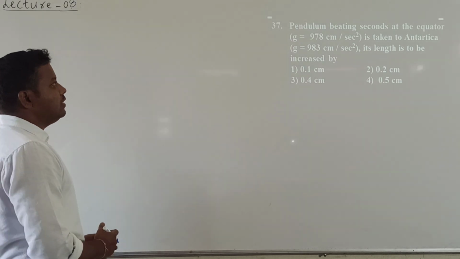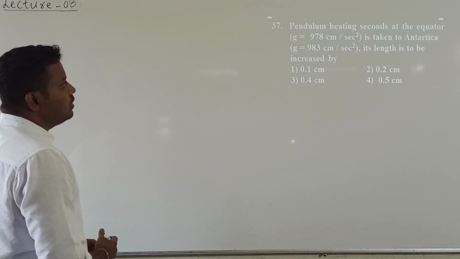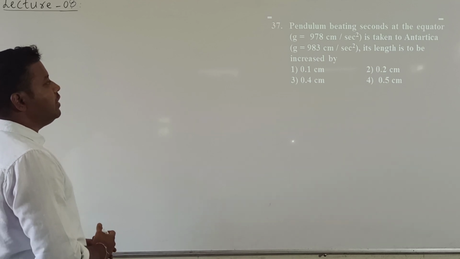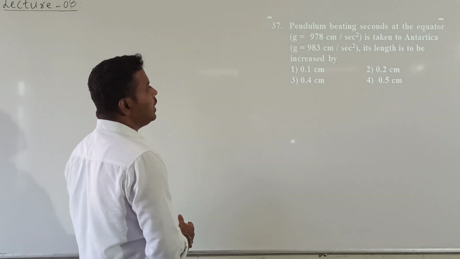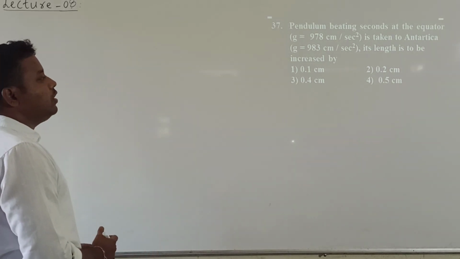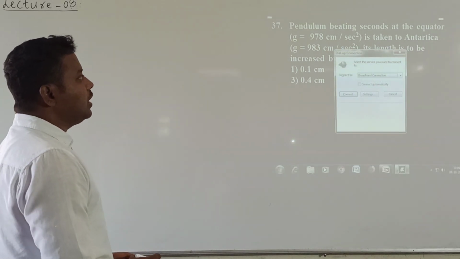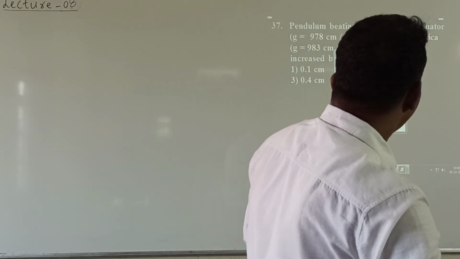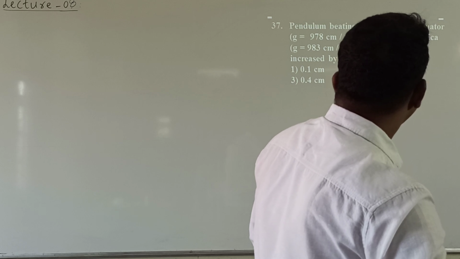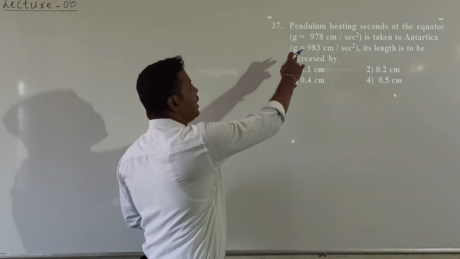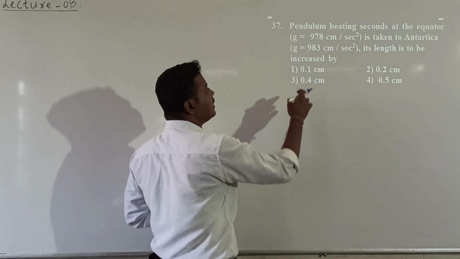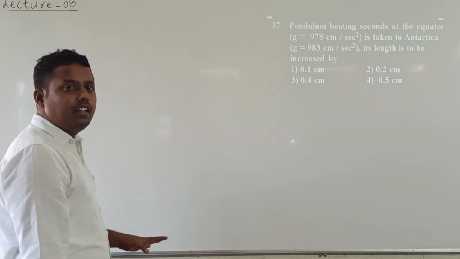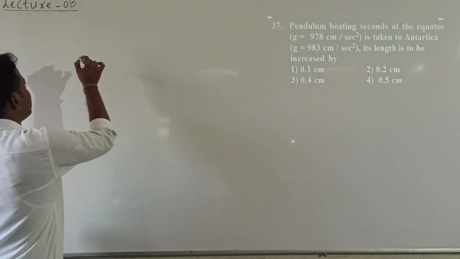In this question number 37, a pendulum is beating seconds at an equator, where the acceleration due to gravity is given as 978 centimeter per second square. It is taken to Antarctica where the G value is 983 centimeter per second square. What we want to calculate is the effect due to the change in acceleration due to gravity. Due to this change, the time period value changes.